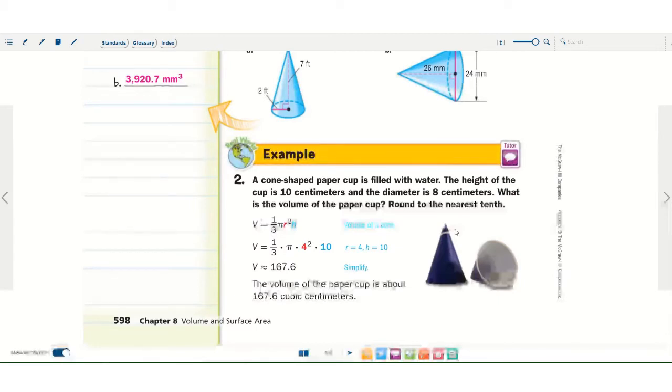So I'm thinking V equals 1/3 times pi. They are telling me that the diameter is 8, but I need the radius, so we're going to use 4. Remember, 4 is half of 8, so I'm going to use 4, and I'm going to square it, times the height, which is 10.